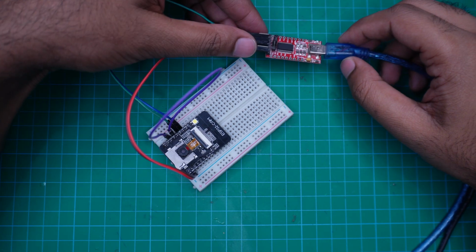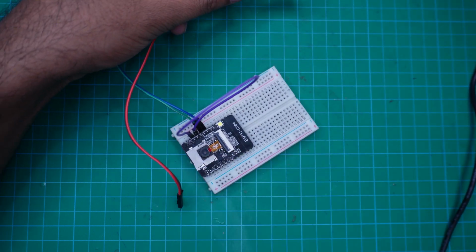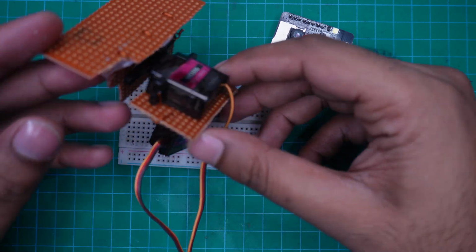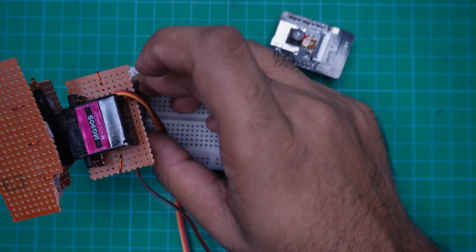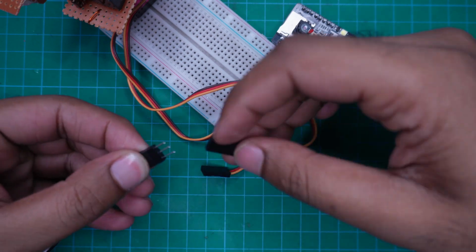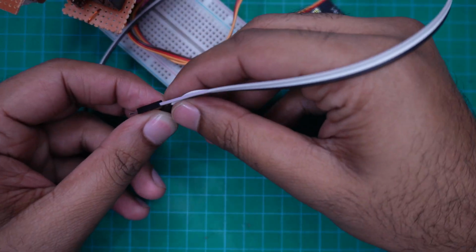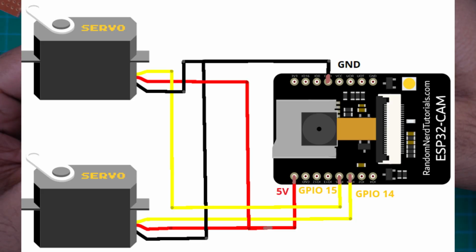Now that we have successfully uploaded the code to the ESP32 camera module, we can remove all the wires used for programming. Next, we move on to the second part. Connecting the servo motors to the ESP32 camera module, we will mount the camera onto the servo motors, allowing it to move left, right, up and down. Follow the diagram on the screen to connect everything properly.